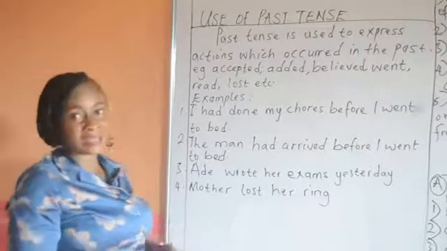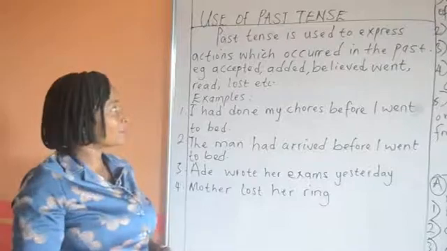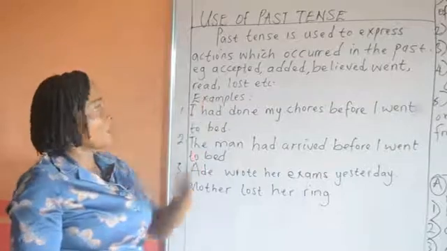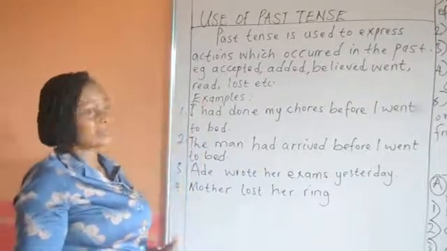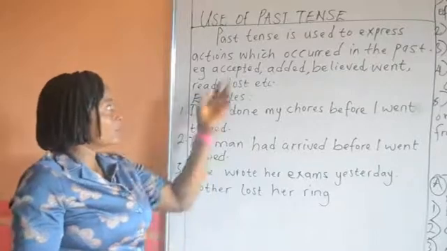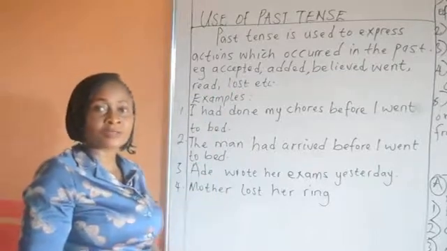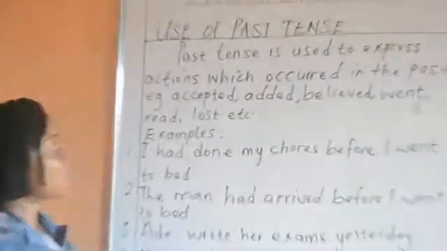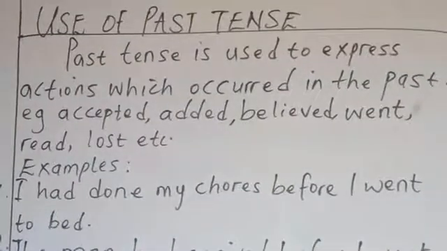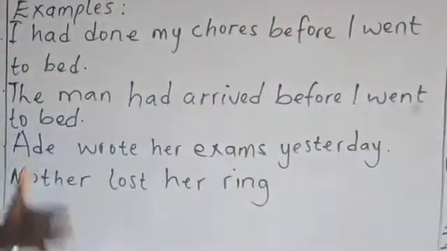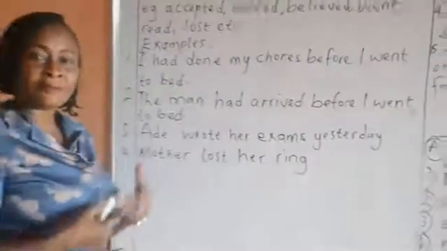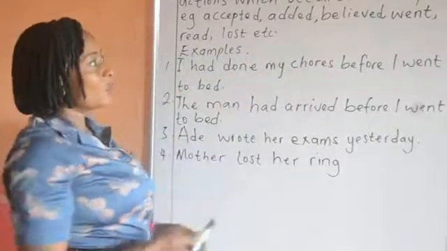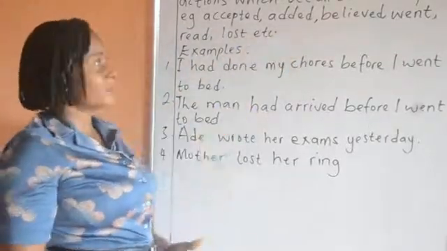Examples of past tenses. We have accepted, added, believed, went, read, lost, etc. From the few examples I have on the board, you can discover that the first three examples ended with ed. Accept becomes accepted. Add becomes added. Believe becomes believed. But there are some other verbs which do not come in this form, so they don't end with ed.